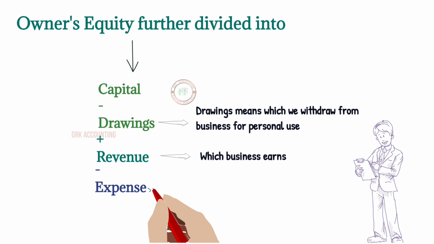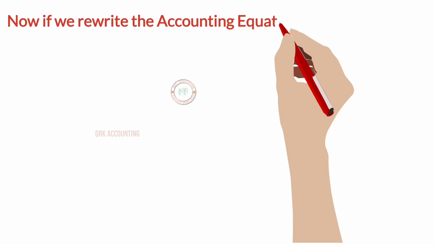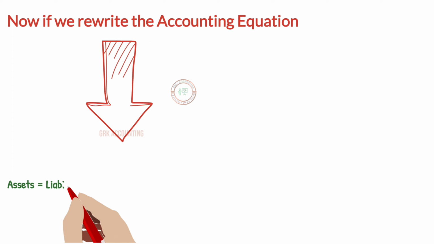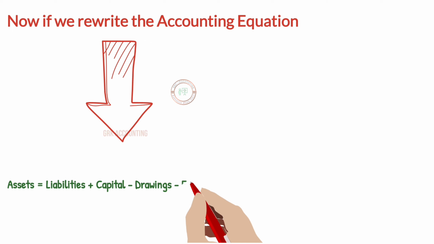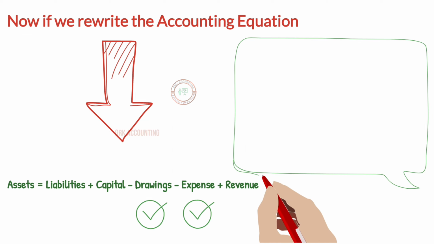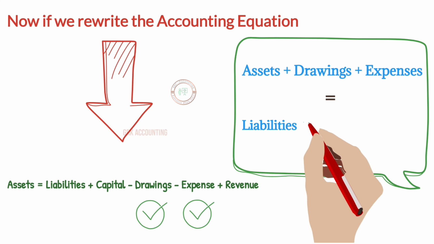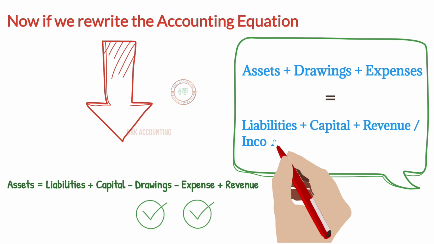As the owner is the only person who is bringing the capital into the business, he is responsible for all the expenses the business incurs and all the profits the business generates, right? So that's the reason we include all this. Now if we rewrite the accounting equation, it will be assets is equal to liabilities plus capital minus drawings minus expenses plus revenue. Now if we take all plus on one side and all minus on the other side, then it will be assets plus drawings plus expenses is equal to liabilities plus capital plus revenue.